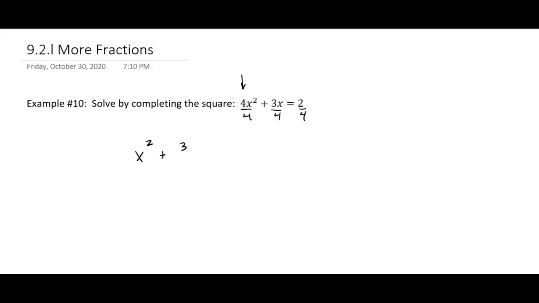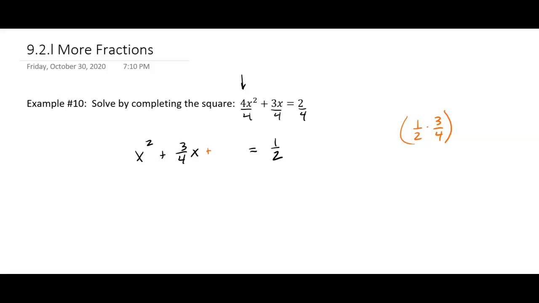Plus 3 over 4x, leave a little space, equals, and then that 2/4, I'm going to go ahead and simplify it to 1/2. Okay, so now we have to figure out the number that we're going to add to complete the square. So you take half of 3/4, so you're taking 1/2 times 3/4.